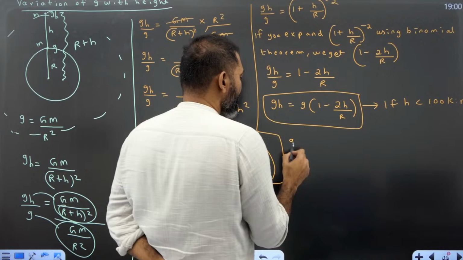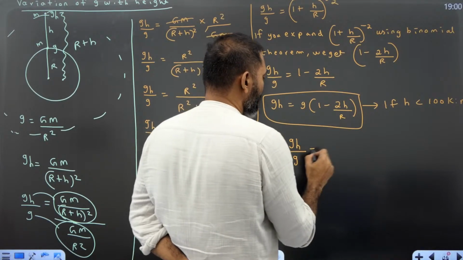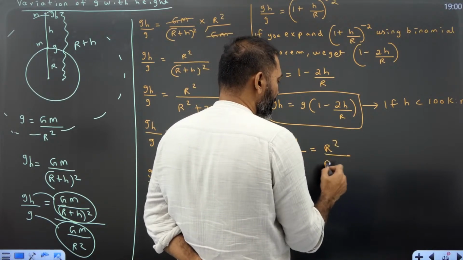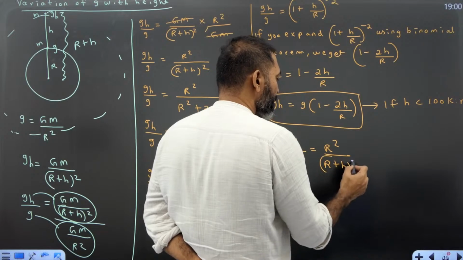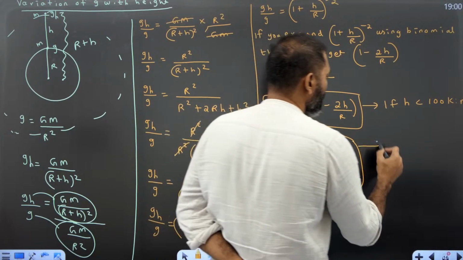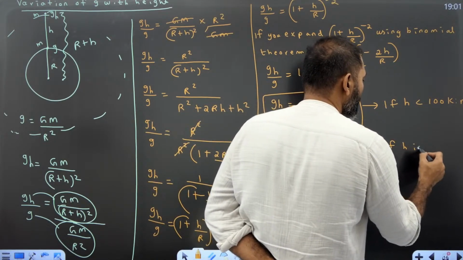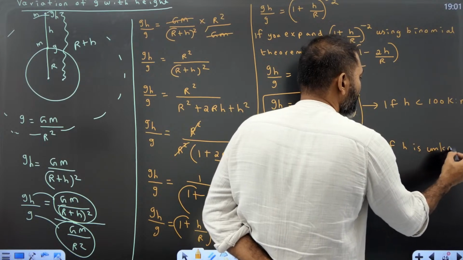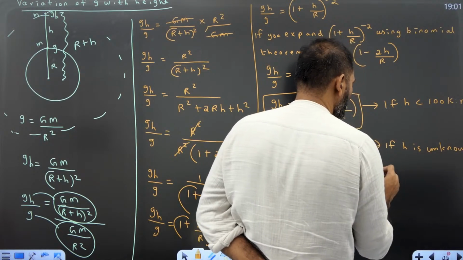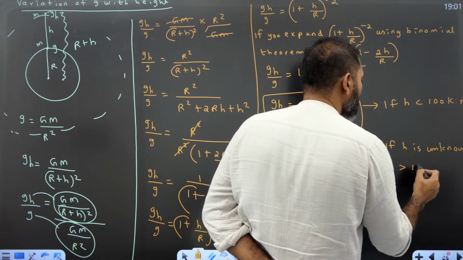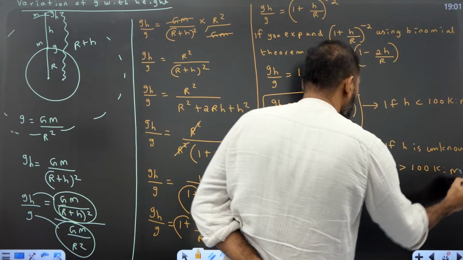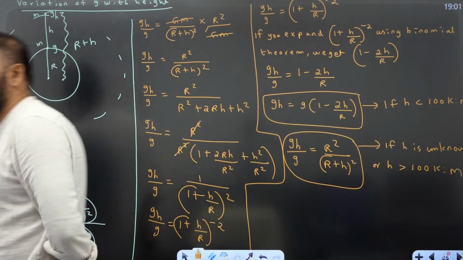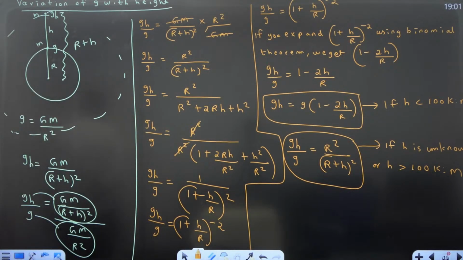Now gh by g is equal to R square by (R plus h) whole square. That is one more equation. This equation should be used if h is unknown, or h greater than 100 kilometer. Then only you should use the second equation. I hope it is clear. It's a very, very important derivation.